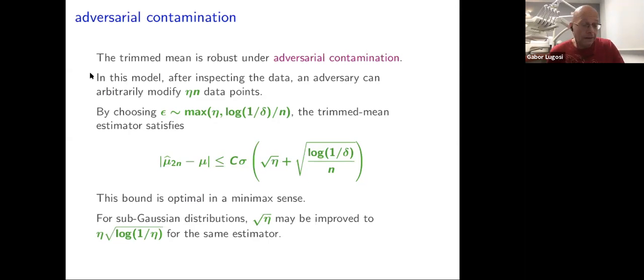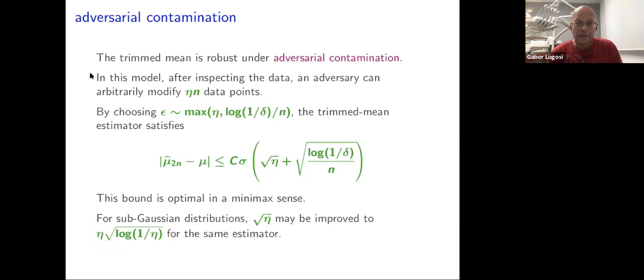So if the distribution has nicer, smaller tails, then one can improve the square root of eta. For example, if you have higher moments, then the square root of eta becomes eta to some other power, and you can go down to about eta. In the extreme case, when the distribution is sub-Gaussian, then we can get eta times square root of log 1 over eta. And this is all necessary.